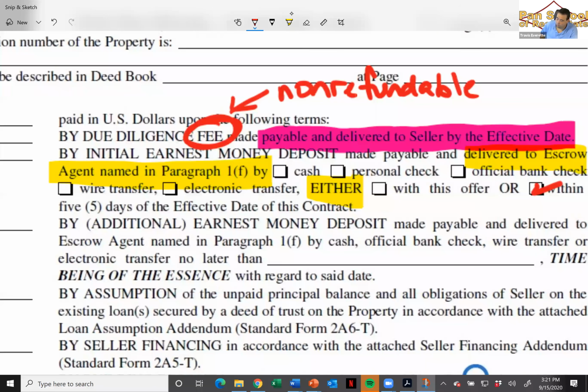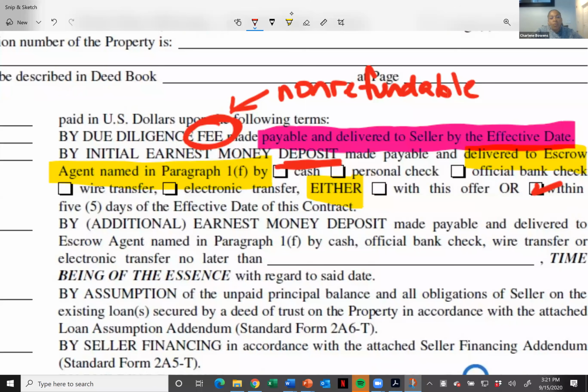But now, earnest money deposit is refundable as long as they get off the ride by what very important date? The due diligence date. As long as they get off the ride by the due diligence date, they can get that earnest money back. Does that make sense for everybody?